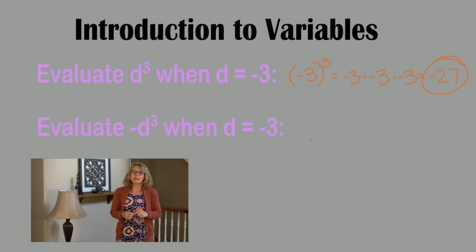Next up, negative d cubed when d equals negative 3. The negative sign again is hanging out in front, so I'll put that here. Then the d cubed once again is in parentheses, negative 3 cubed. Do not turn the negatives next to each other into positives. Order of operations tells us to do exponents first, so let's do that. Negative 3 cubed is negative 27, as we discovered before. The negative sign here tells us to change the sign of whatever the answer is. So the negative 27 turns into positive 27.